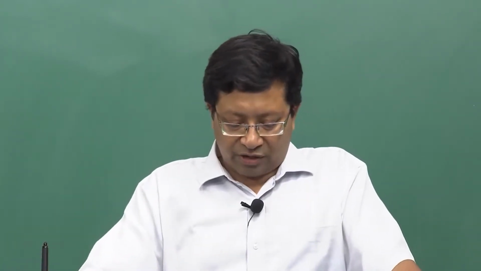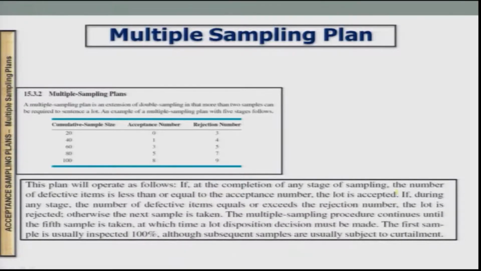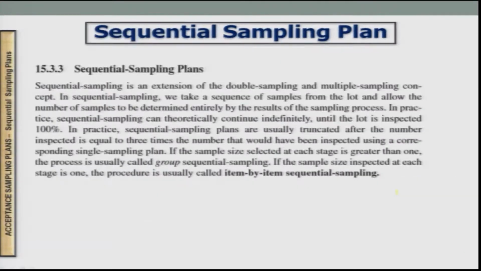So, as I was reading, the multiple sampling procedure continues until the 5th sample is taken, at which time a lot disposition decision has to be made. The first sample is usually inspected 100% of the time, although subsequent samples are usually subject to curtailment and you make decisions accordingly.